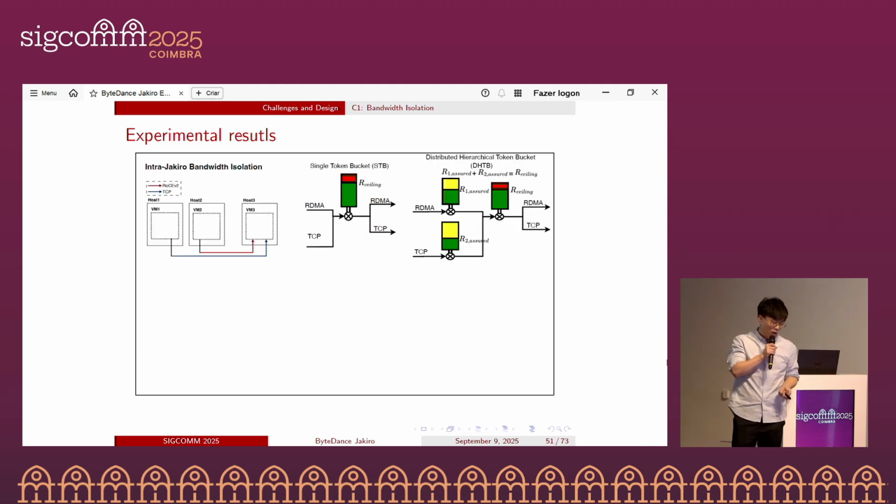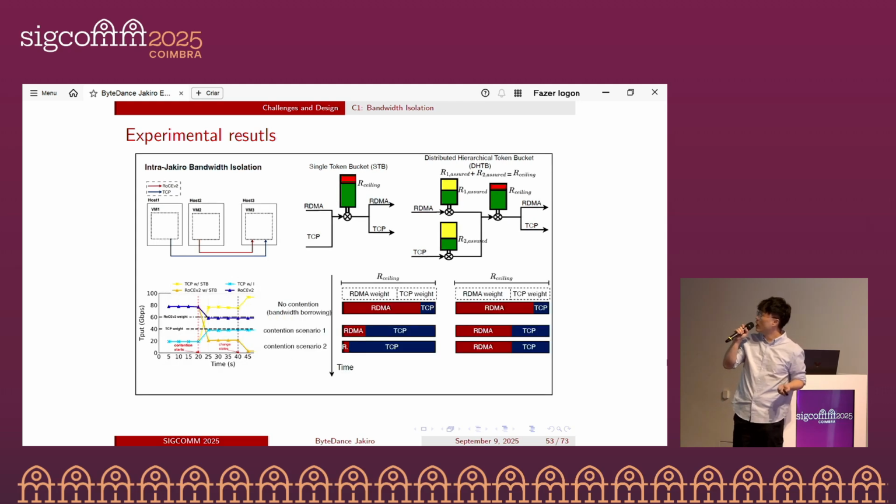Okay, so we test the intra-Jakiro bandwidth isolation and compare our DHTB algorithm with the single bucket algorithm, and the result is like this. So when there's no contention, both methods allow efficient bandwidth borrowing between RDMA and TCP, and when there is contention, DHTB will ensure that both of the stream classes converge to the predefined ratio, but STB fails to do that.